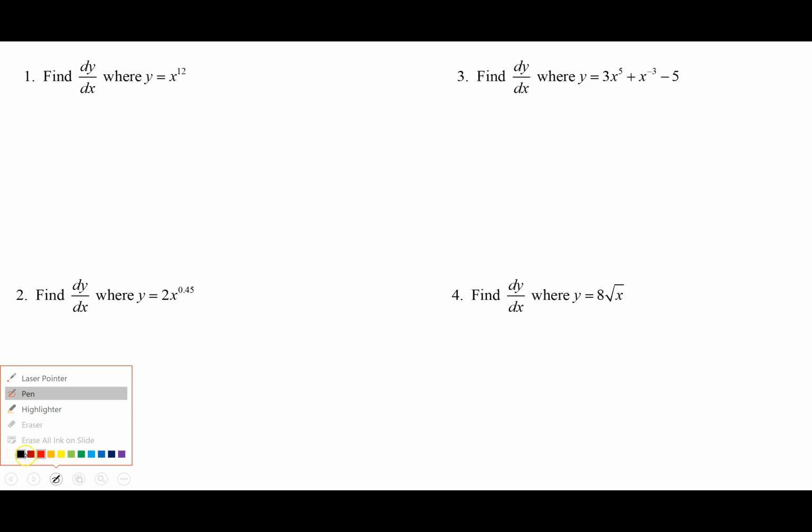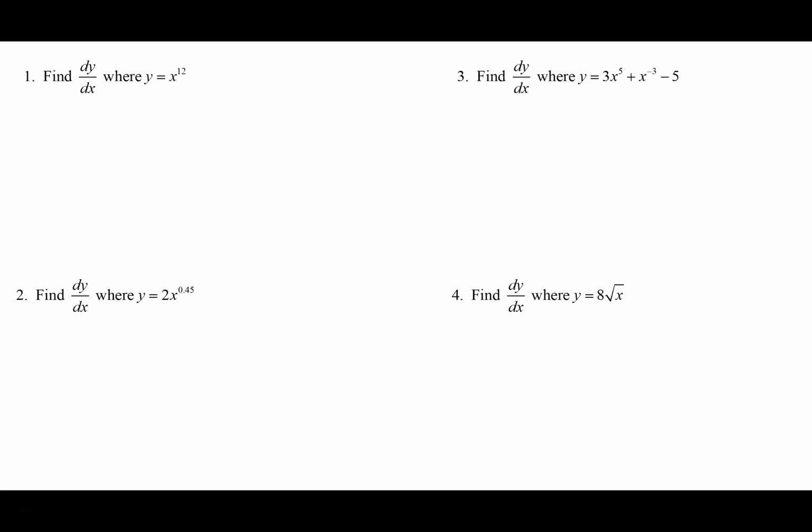Okay, so this is a derivative review from basics, not the product, quotient, chain rule, all before that. Just the power rule, the constant rule, a bunch of questions just on that. We're going to start with the first one here.